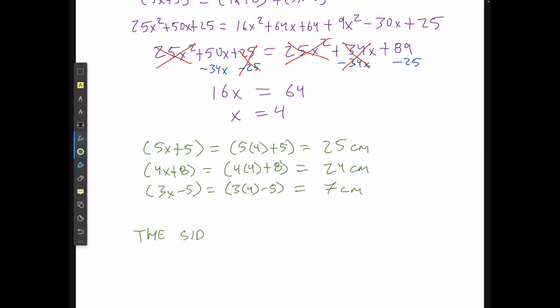The sides of the triangle are 25 centimeters by 24 centimeters by 7 centimeters. And that's it.